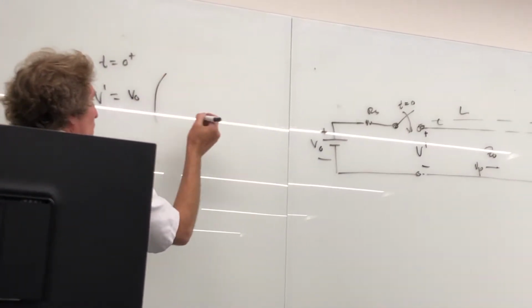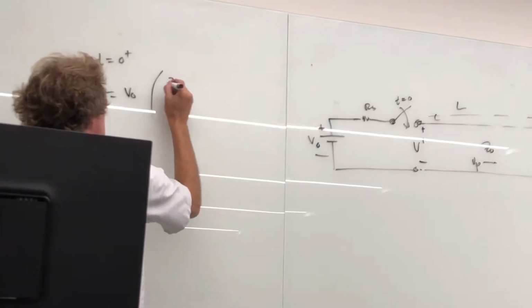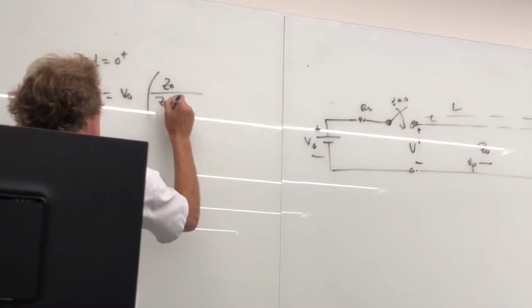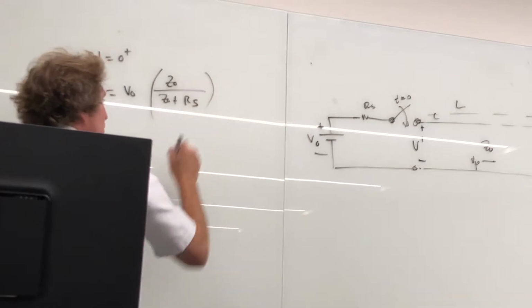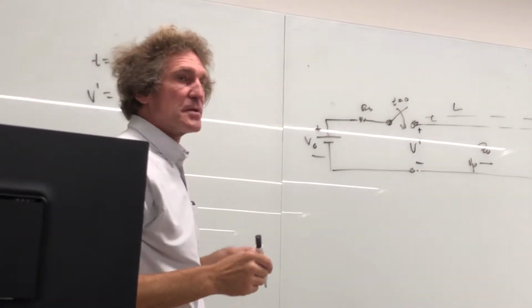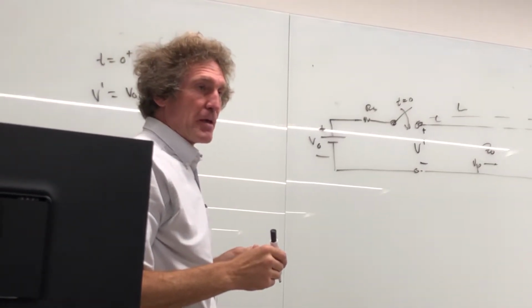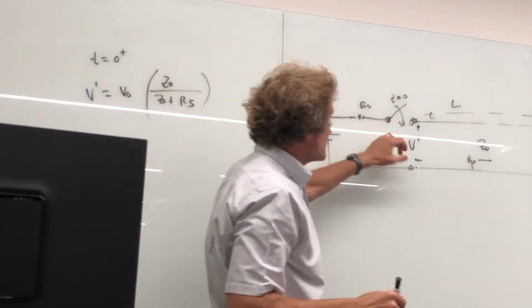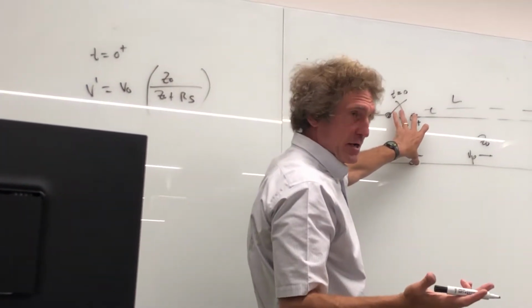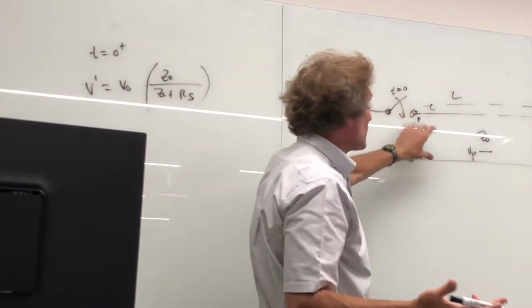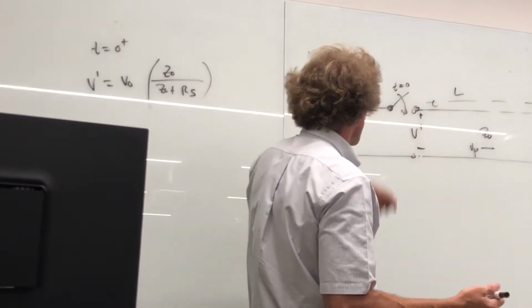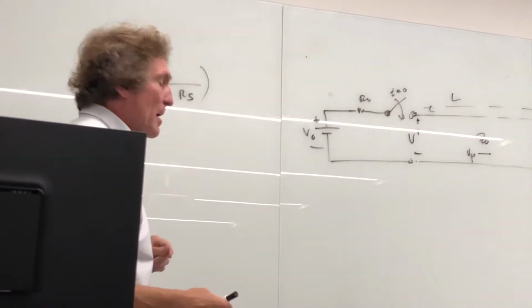So that V prime is equal to V naught, and then it's just voltage division. It's simply Z naught over Z naught plus RS. That's the source resistance, not the load resistance. Does this make sense to everybody? Just as the switch closes, the only impedance it can feel is Z naught, the characteristic impedance. So you get voltage division: Z naught over Z naught plus RS times V naught is V prime.